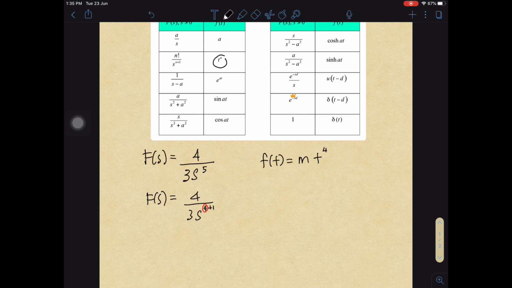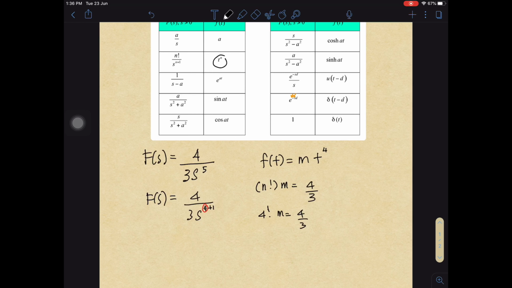Now you want to find the value of m, where you can use the formula. The value of m can be found by using n factorial times m. You will get the coefficient that you have here. So here you have your coefficient equal to 4 over 3. So you know that your n is equal to 4. Therefore, you have 4 factorial times m is equal to 4 over 3.